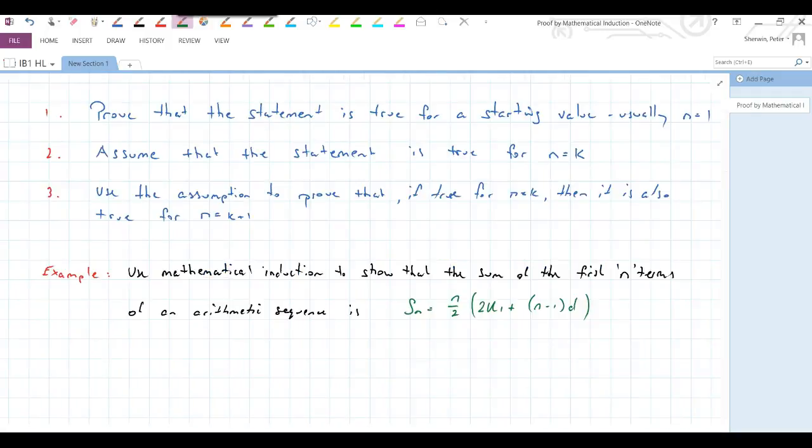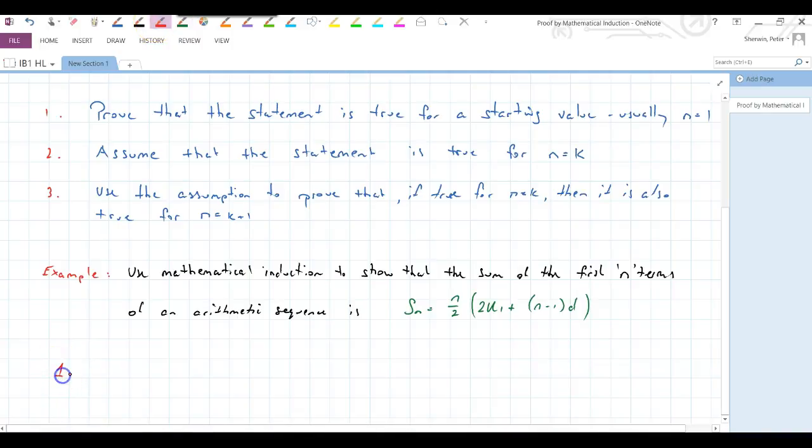Okay, I've written up the example here. What we're going to do is essentially use mathematical induction, this three-step proof, to prove the sum formula for an arithmetic series. So, let's go through it. Step 1, and we're just going to be quite clear about our steps here.